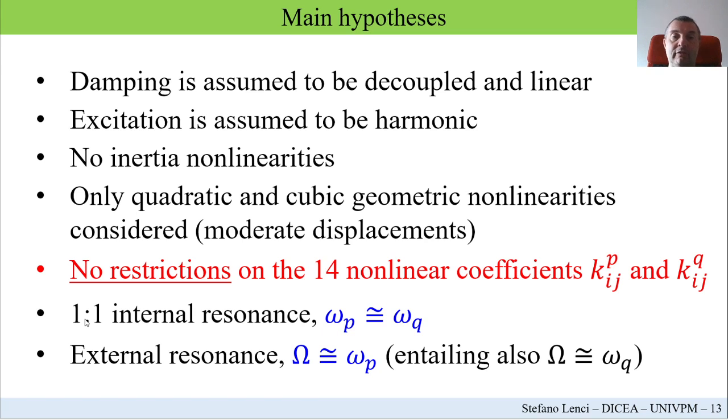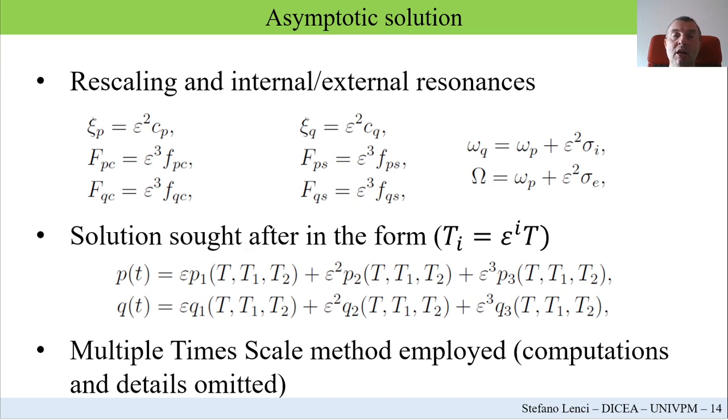And this is the title and the main content of the talk. We will consider internal resonance, which means that the two natural frequencies are very close to each other, and external resonance as well, which means that the frequency of the external excitation is close to both natural frequencies. We will consider an asymptotic solution obtained by the multiple time scale method.